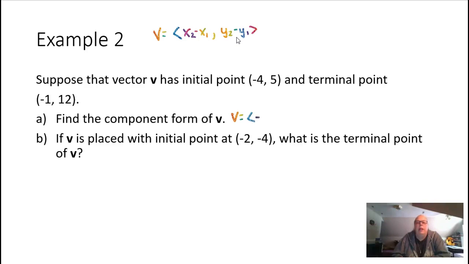Let's see, we're going to have negative 1 minus negative 4, comma, 12 minus 5. And if we simplify this, negative 1 minus negative 4, these negatives are going to cancel. That's going to leave me with a 3. And then 12 minus 5 is going to leave me with a 7. So our component form right here is positive 3, positive 7. Now, part B: if we place the initial point at negative 2 and negative 4, what's the terminal point of v?